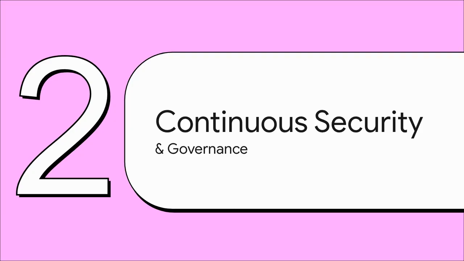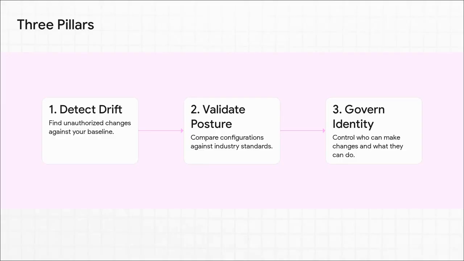Okay, so how do we stop this from happening, right? How do we prevent these tiny cracks from turning into a catastrophic failure? We can't just check things manually once a quarter. The cloud moves way too fast for that. The answer is to build a system of continuous security and governance. Think of it like an automated immune system for your architecture that is always on and always watching. And this system is built on three really key pillars.